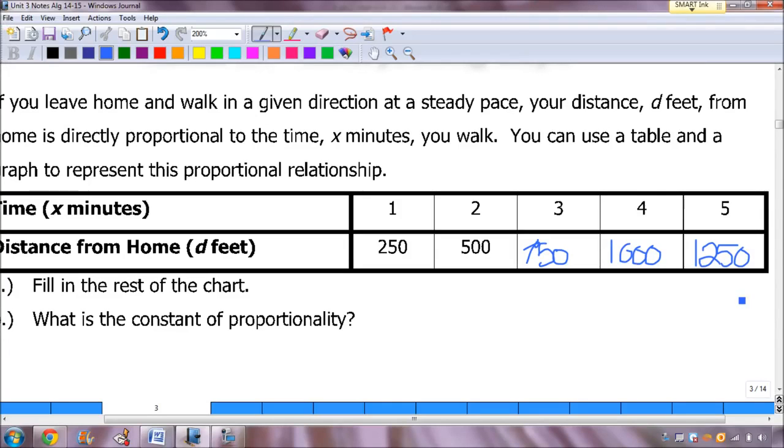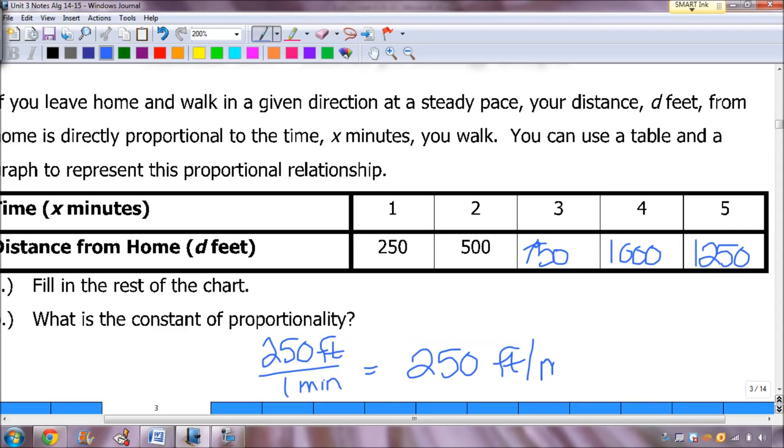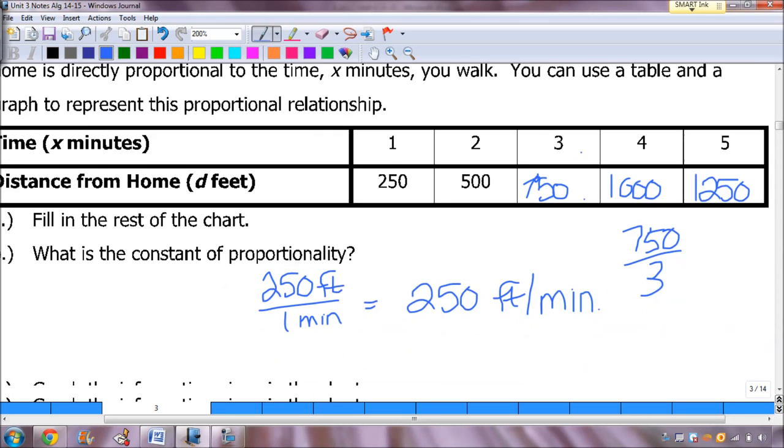So then, what is the constant of proportionality? Well, you guys do this all the time. You figure out that the person is walking 250 feet every minute. So 250 feet in 1 minute. So the constant of proportionality is 250 feet per minute. Okay, now we could have done it using this data right here. We could have taken 750 and divided that by 3, and we still would have gotten 250 feet per minute.